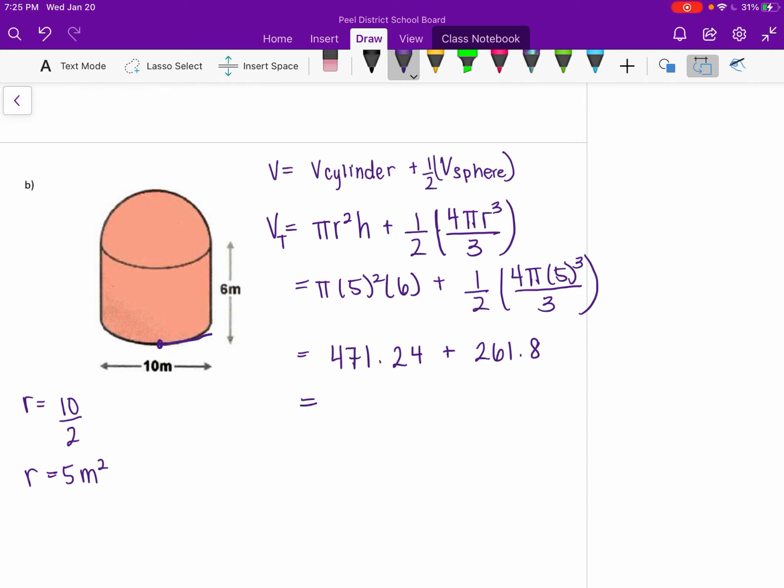Then I'm going to add these two together, and I'm going to get about 733.0 meters cubed. Okay, so that's the volume, that's the total volume.